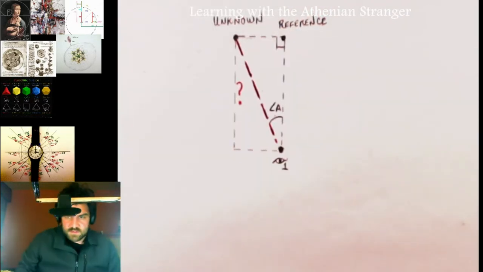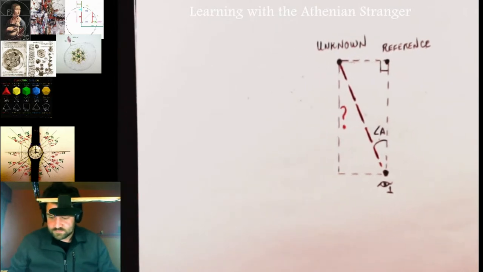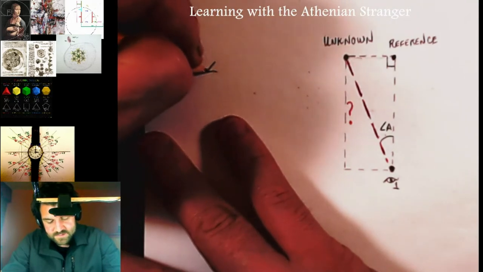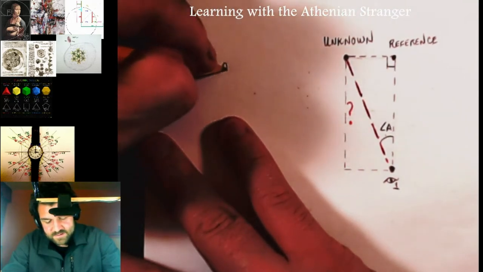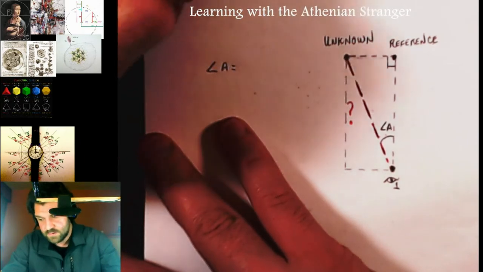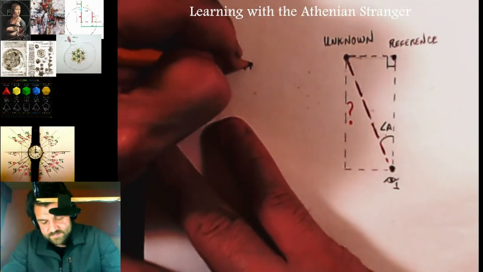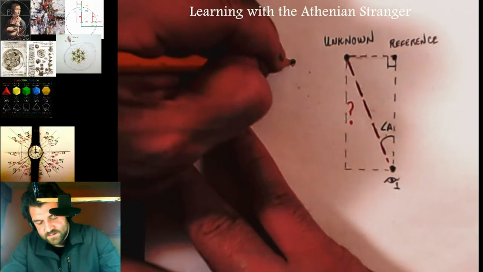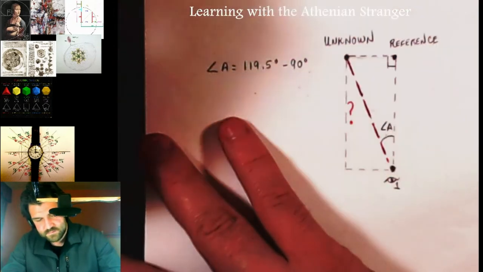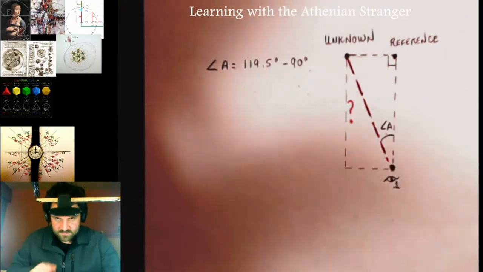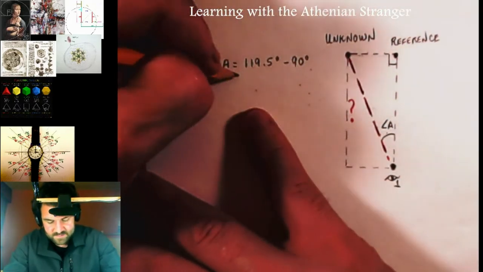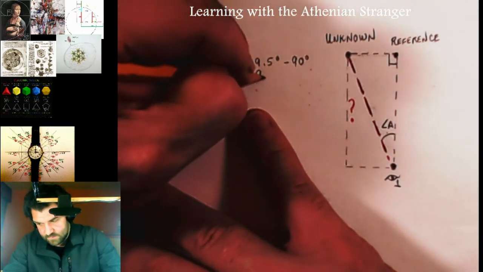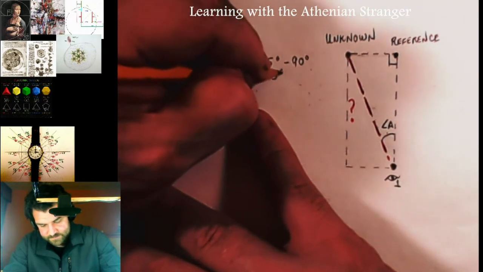Now, I actually went out into the field and using that instrument, I found angle A. Now my protractor gives it off in too many degrees. So here's how I found angle A. Angle A was equal to 119.5 degrees minus 90 degrees, because my protractor was pointed at 90 degrees. And so that equals 29.5 degrees. That's angle A.